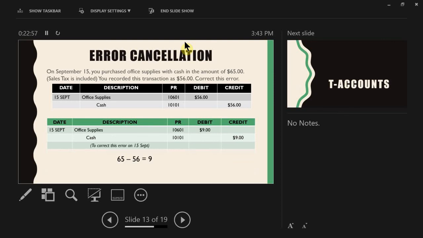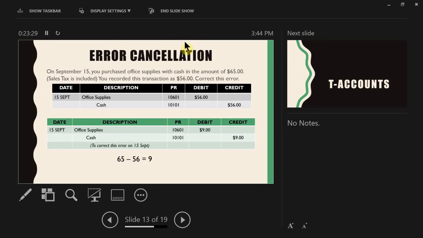Now with error cancellation, okay, first things first, we're going to determine what is the difference between the two accounts that I'm fixing my error for. In this case, I wrote it for 56, but what I need to determine is how much it's supposed to be, right? So I'm going to take my 65 and I'm going to subtract my 56, all right? And I found out that it's $9.